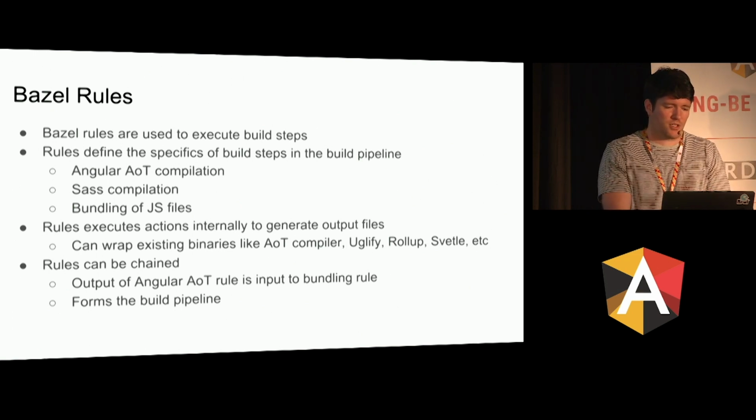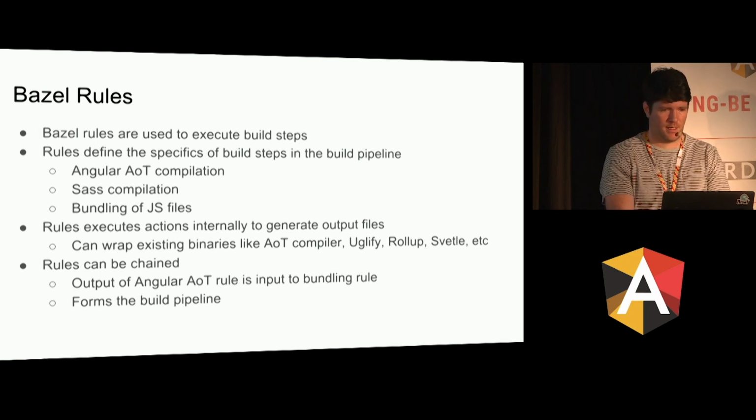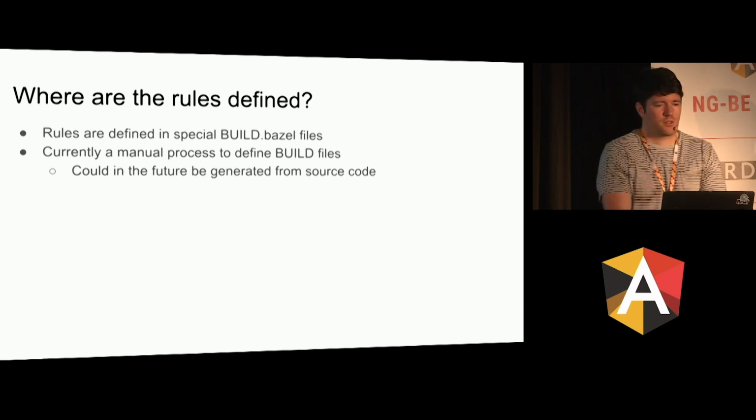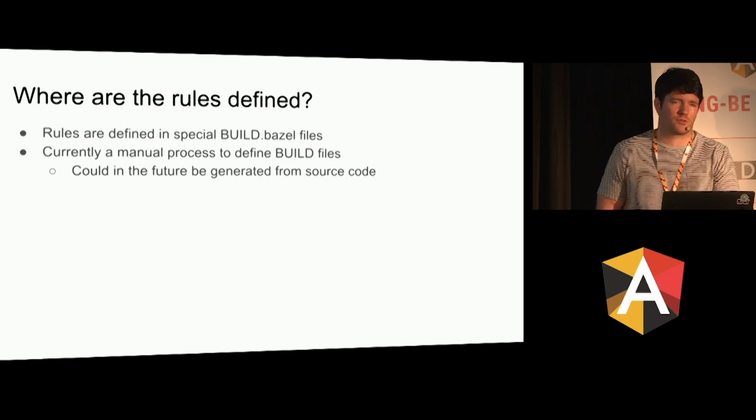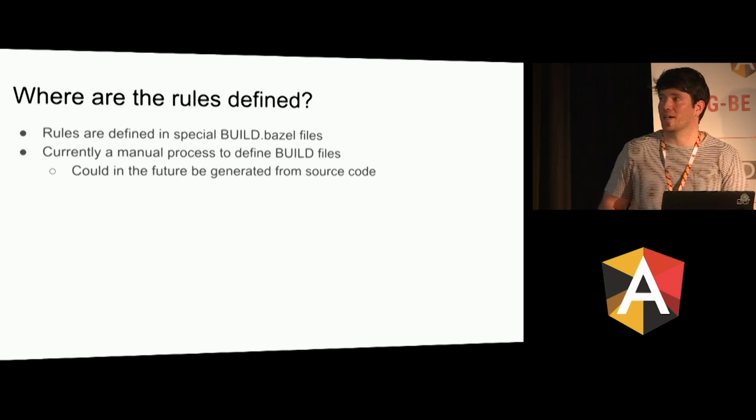And the rules can also be chained to form a pipeline. So the output of the AOT rule can be the input to the bundling rule. So it basically forms the entire build pipeline. And so where do we define these rules? The rules are defined in special build.bazel files. It's currently a manual process to maintain these files. But in the future, we'll probably have tooling that will handle that, basically, based on imports in the source code, it will generate these files for us, because this is another manual step that would be nice if we can automate away.